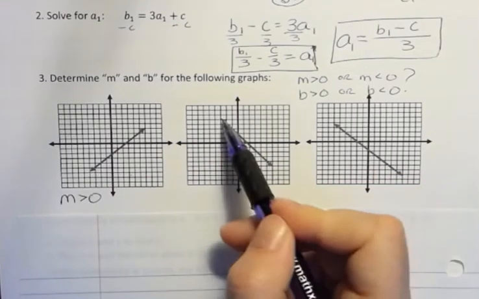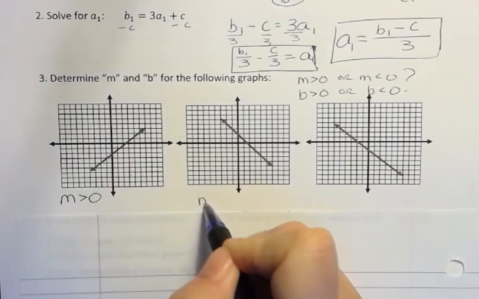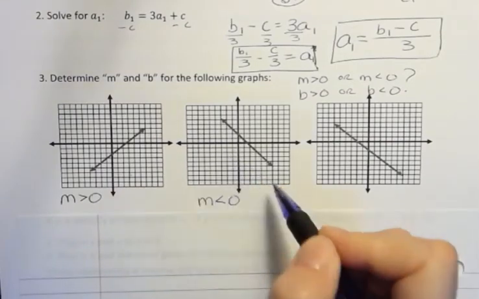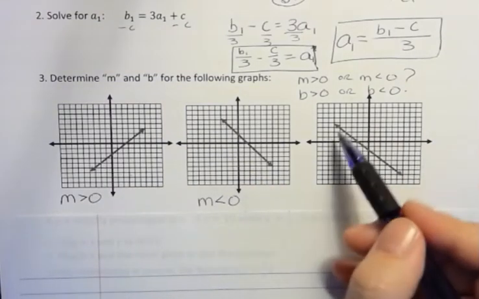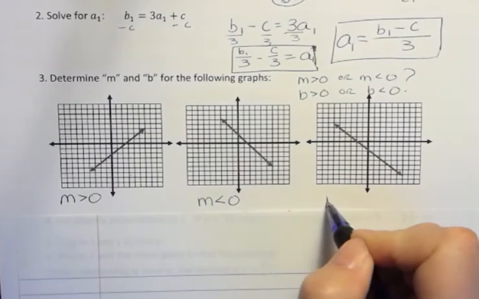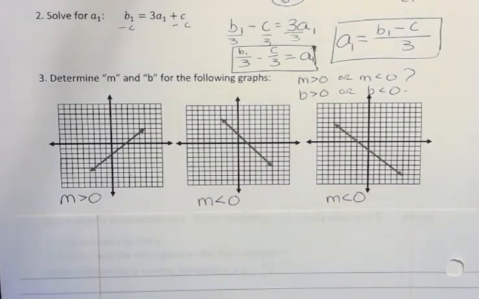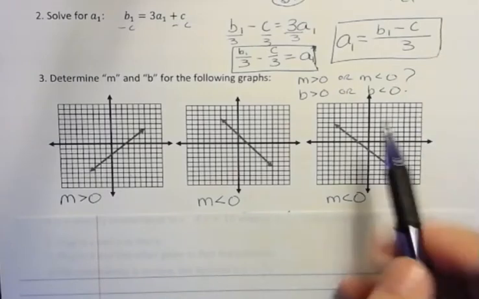Look at m here. Here it's falling. So here m is less than 0 because it's negative. This one's also falling from left to right. So m is less than 0. So either your slope is greater than 0 or less than 0. If it's equal to 0, then you would have a flat line. Okay, what about b?